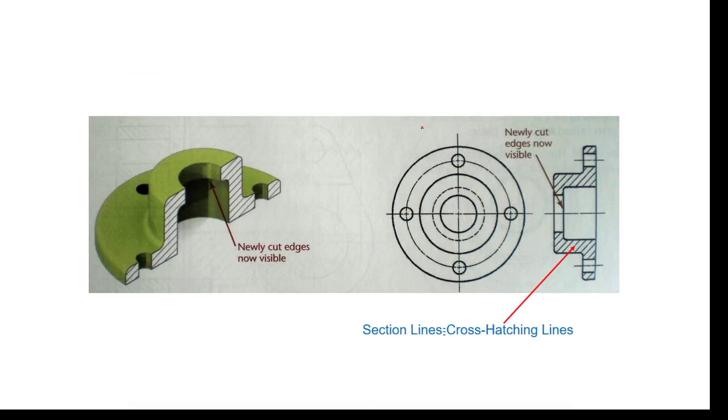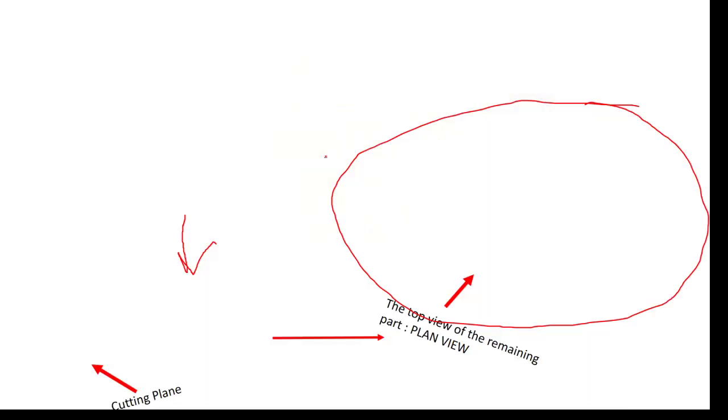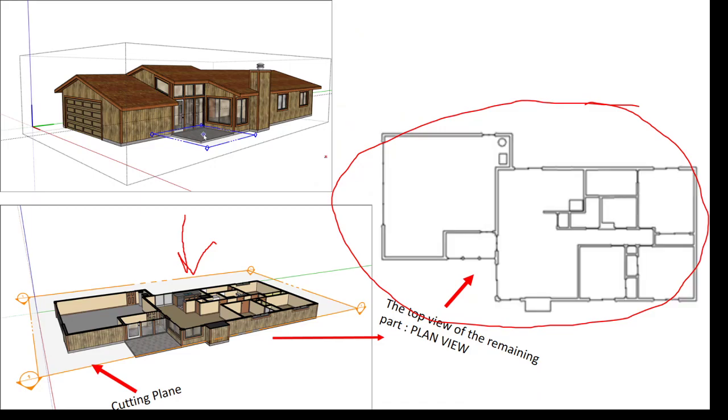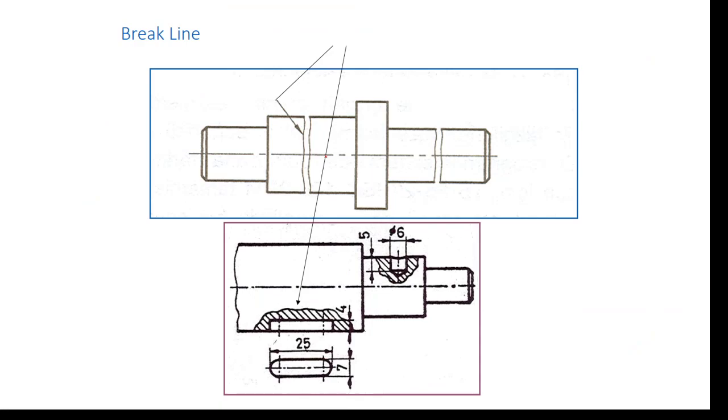This is a full sectional front view. You see, the cutting plane cuts the body entirely from one side to its other limiting side. It is called a full sectional view. Yes, this is also a full sectional view.